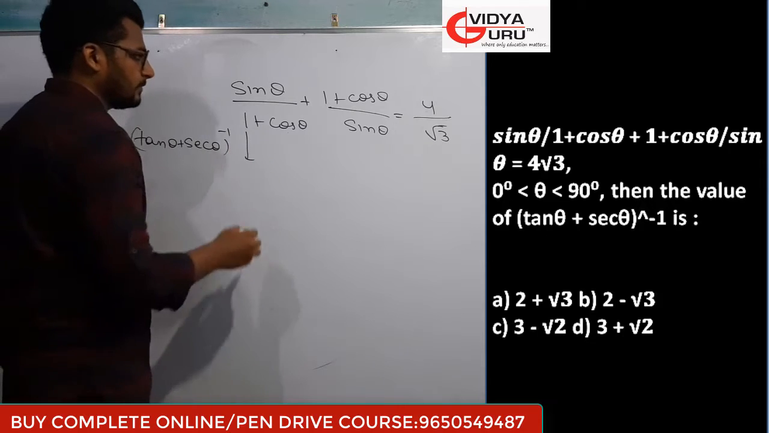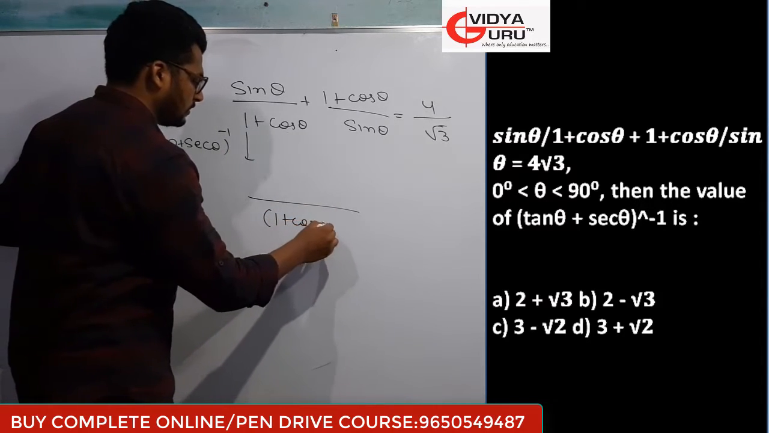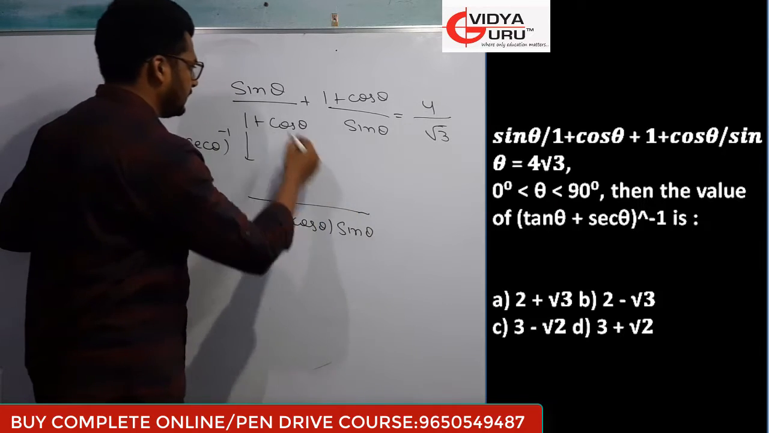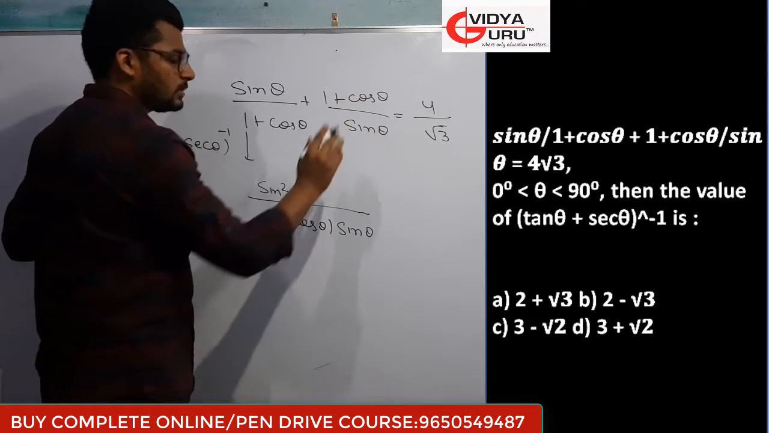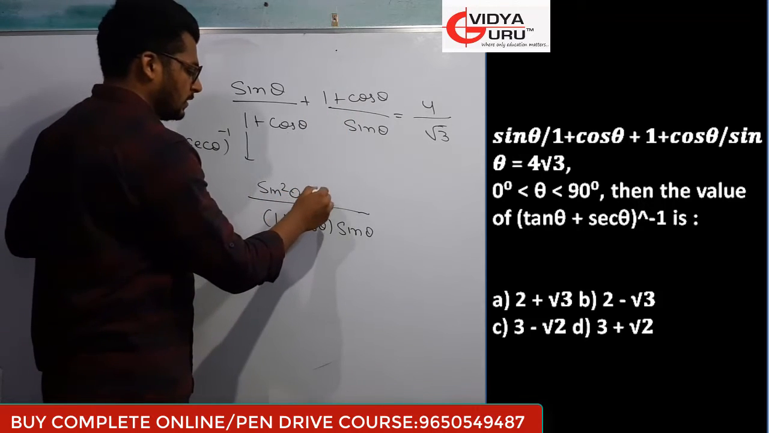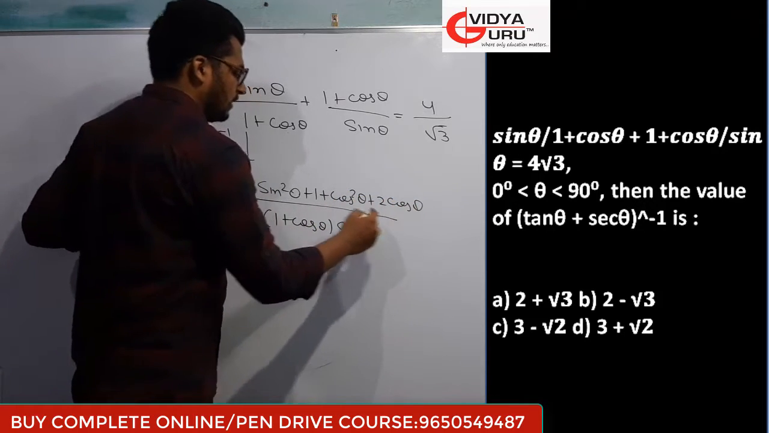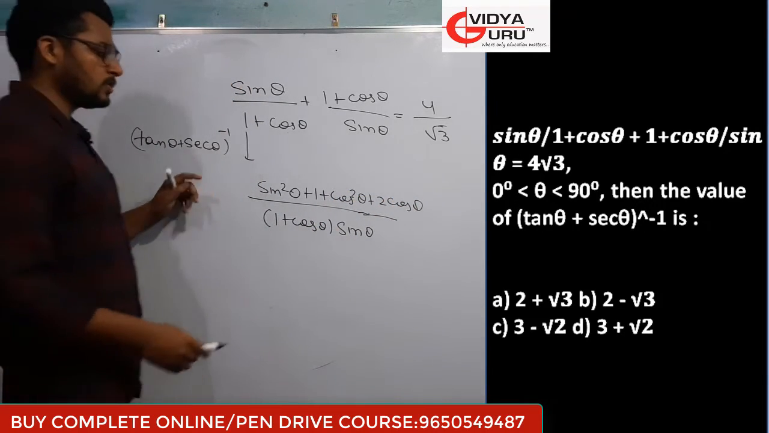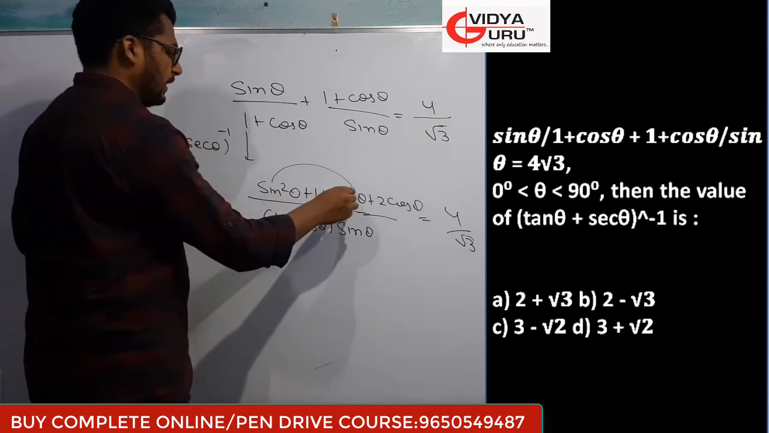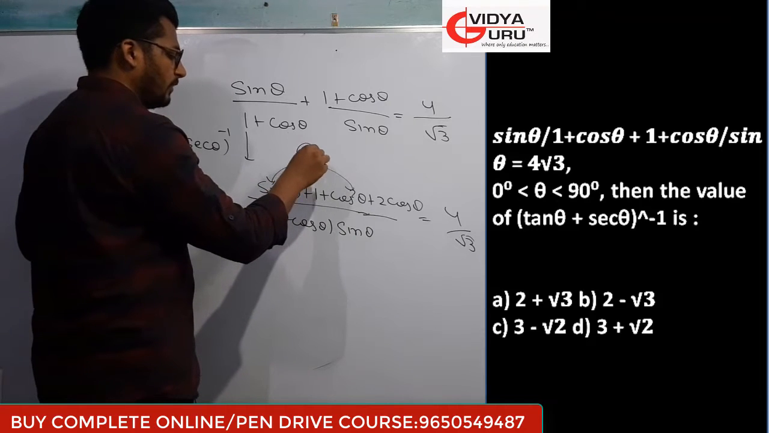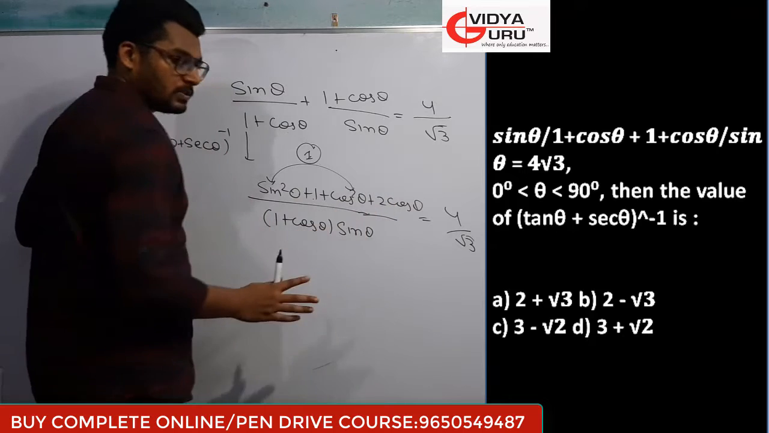If I take LCM, what LCM will come? 1 plus cos theta times sin theta, and this will form sin square theta, and here (1 plus cos theta) whole square will form. If I open this, a square plus b square plus 2ab will come after we open the whole square, and here it is 4 by root 3. Sin square theta plus cos square theta will form 1. 1 plus 1 will be 2. That means 2 plus 2 cos theta will form.